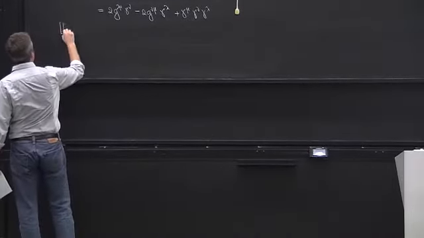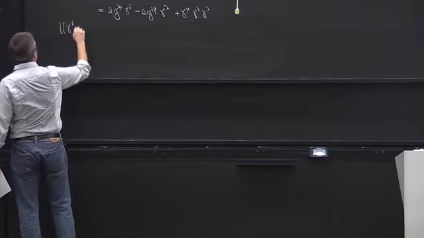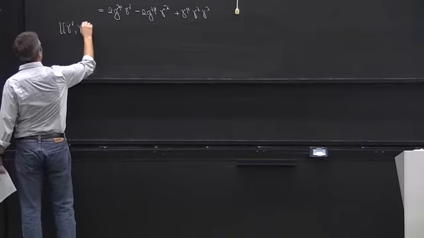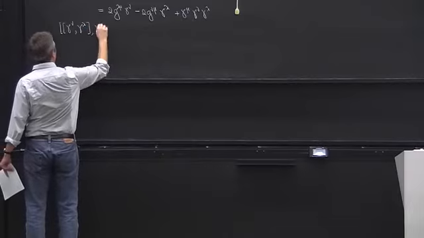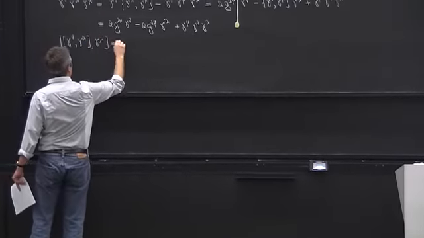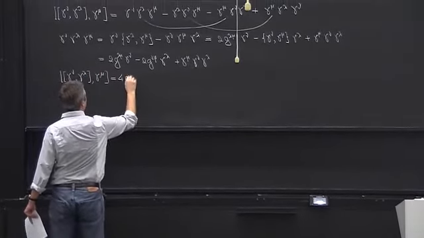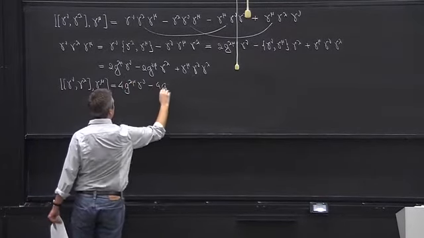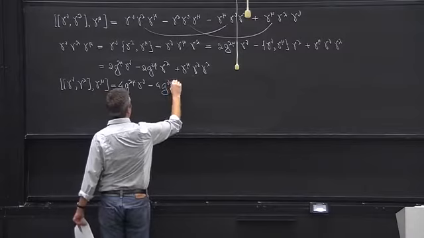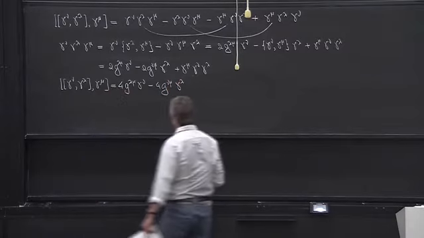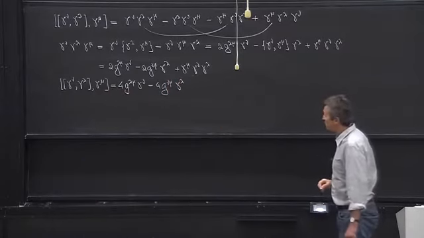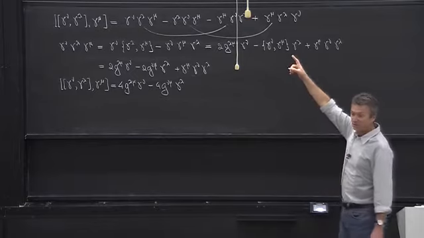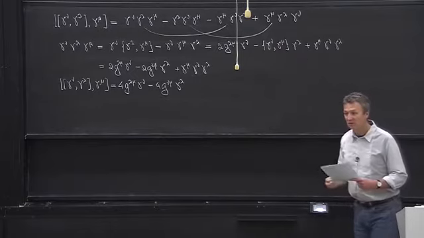In other words, this double commutator is equal to 4 times g lambda mu gamma nu minus 4 g nu mu gamma lambda. And if we divide by 4, then we get the equation that we wanted to prove.